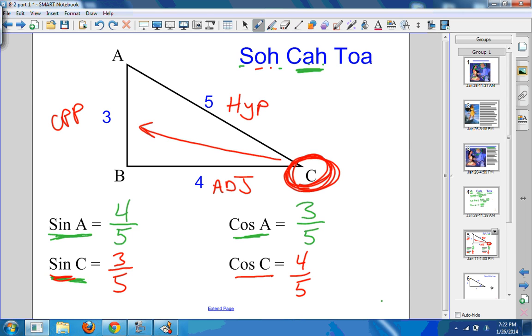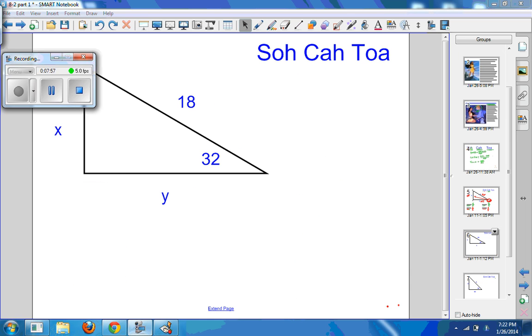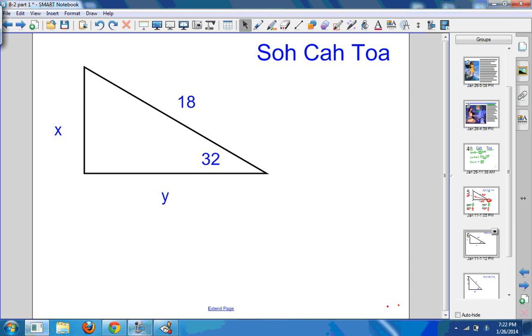Now let's look at another problem. Here we have a triangle. We have an angle. And we have sides. This 18 is the hypotenuse, right? And we have sides x and y that we don't know. We're going to use these trigonometric ratios to figure them out. So if we're using this angle 32 over here, this side x is going to be my opposite side. It's opposite the angle. And y is going to be my adjacent side.